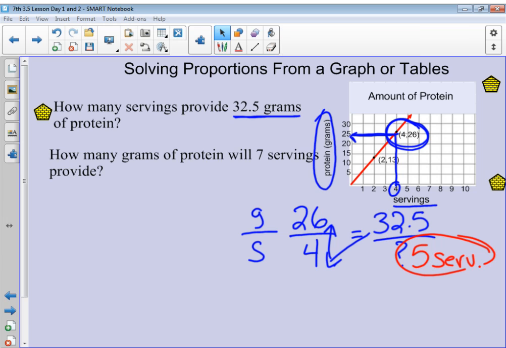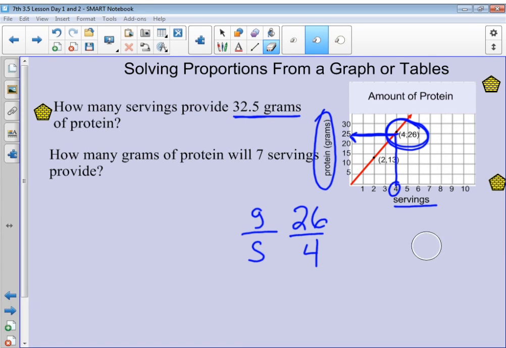Okay, so I'm going to go ahead and erase the second part of this. I'm going to keep my original ratio because it looks like we had a second question here. And our second question was, how many grams of protein will 7 servings provide? So this time they're just giving me the servings. So my servings was the bottom. So I'm going to put 7 there.